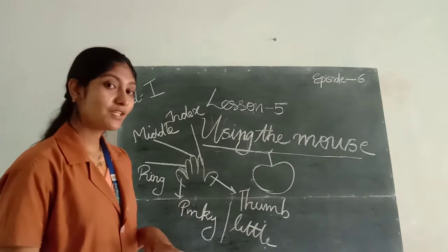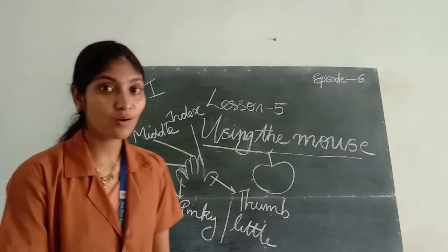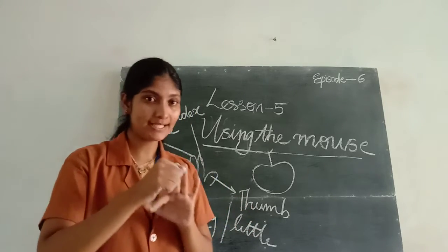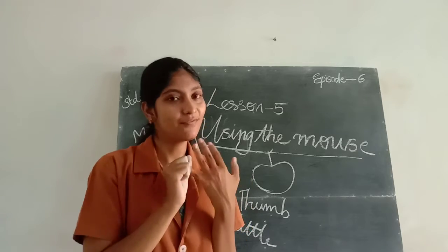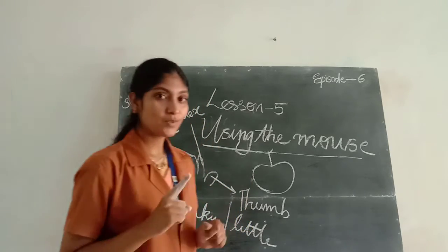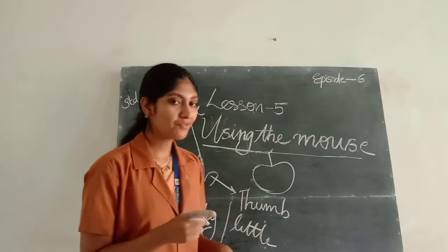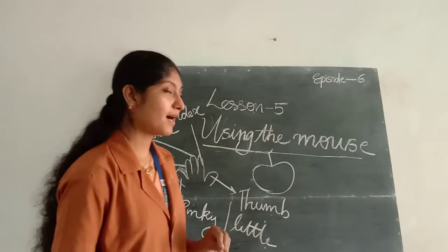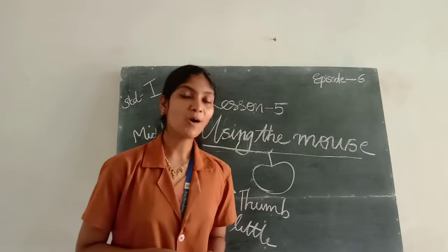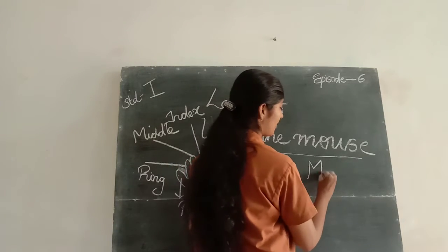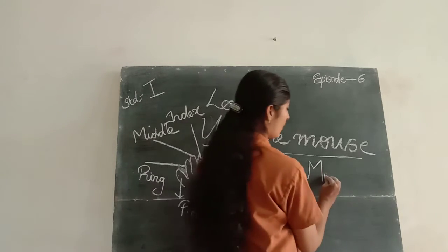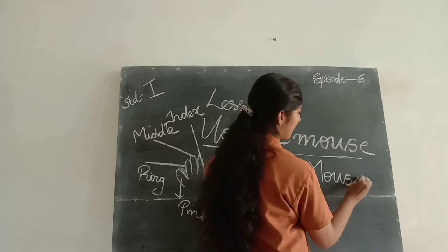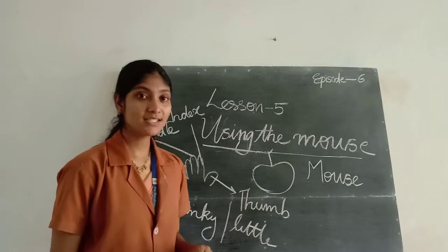So, which is the finger we use for pointing? Index finger or forefinger. So, we know this is thumb, index, middle, ring and pinky finger or little finger. We use index finger or forefinger for pointing. Similarly, the mouse is which type of device? Pointing device. What is the spelling of mouse? M-O-U-S-E. Mouse is pointing device.